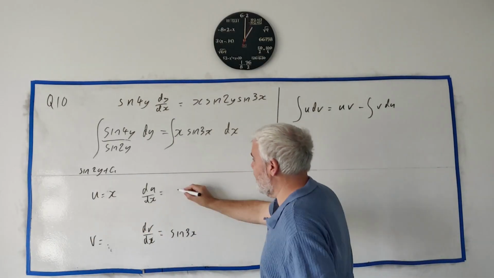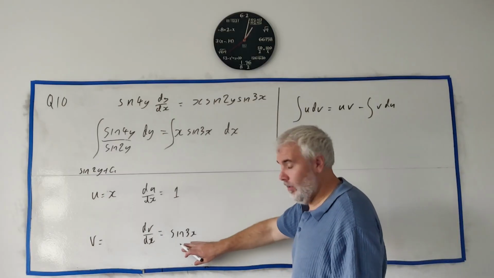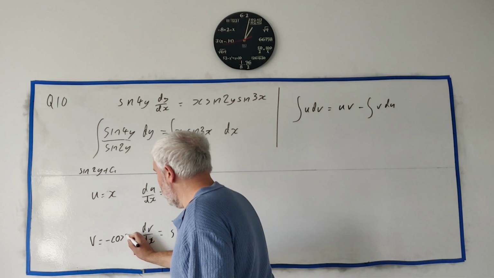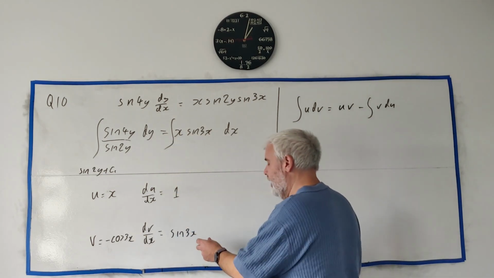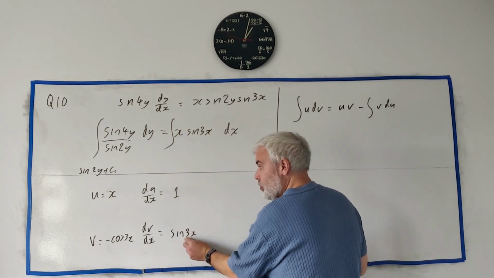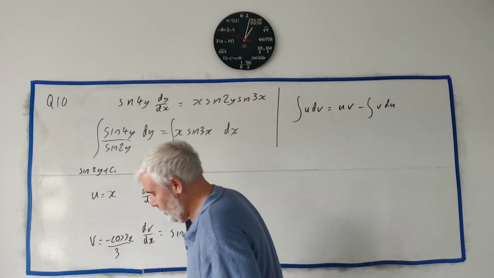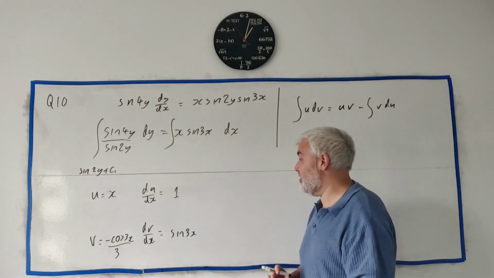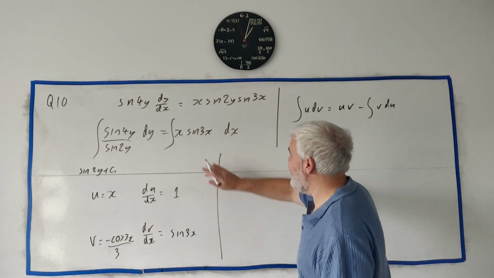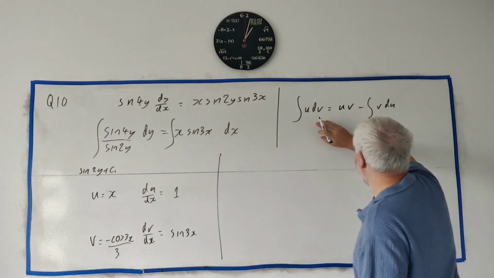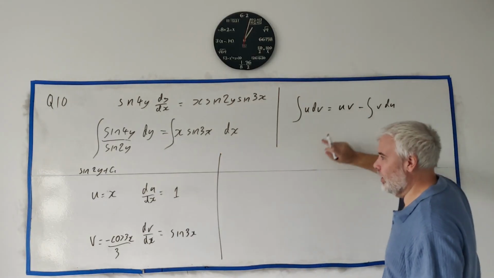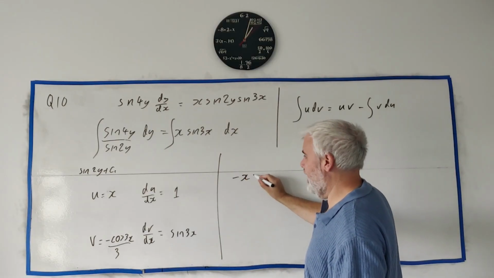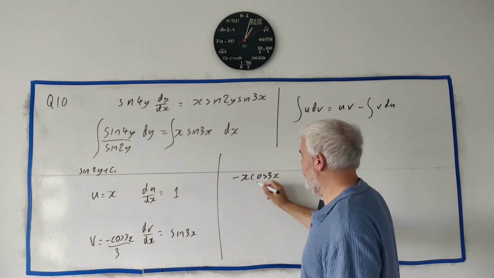Because the derivative of x just becomes 1, and the integral of sine 3x, the integral of sine is minus cosine 3x, and we divide by this 3. So we end up getting that divided by 3. So the question is, is this multiplied by this easier to integrate? Let's write that down. Let's not forget the u times v. Is it easier to do minus x cosine 3x over 3.